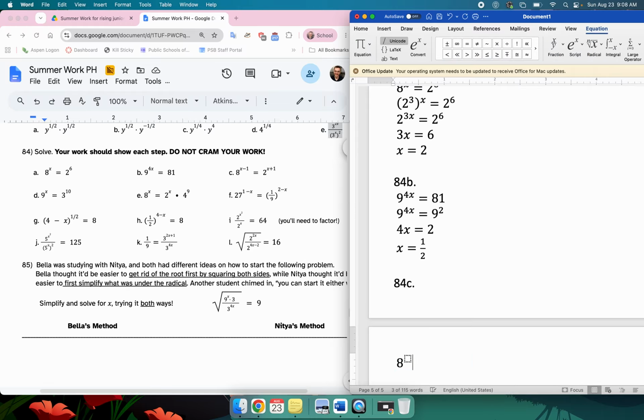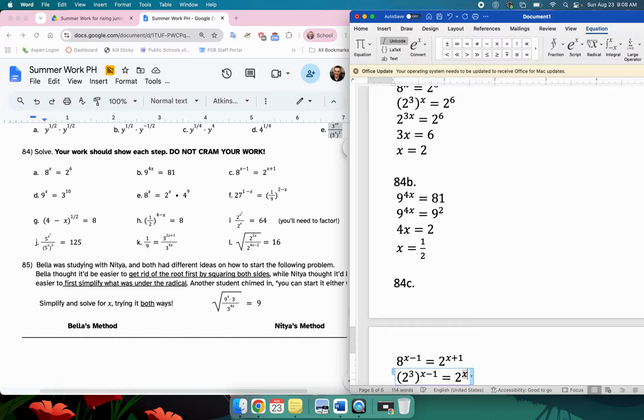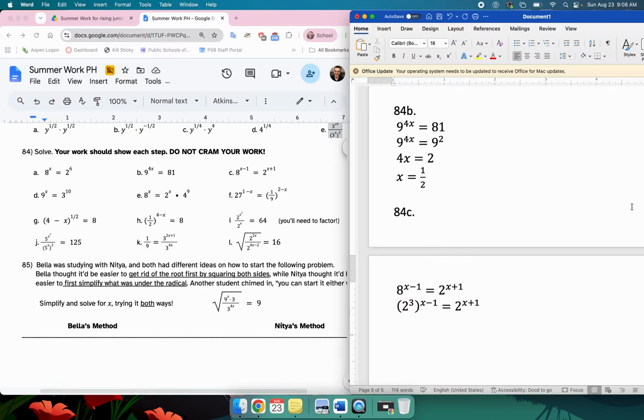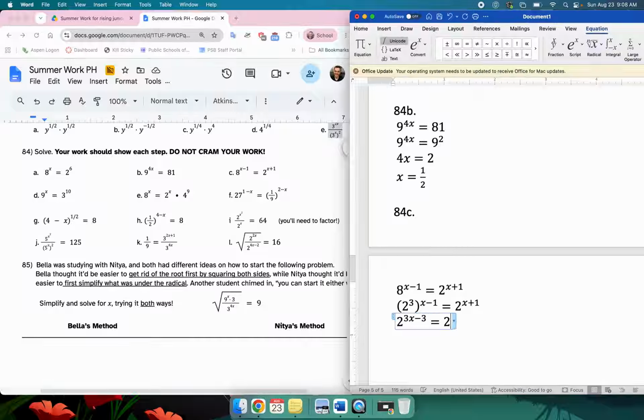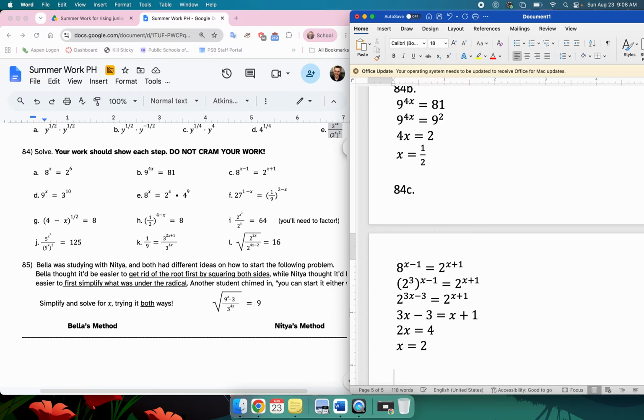84c, I've got 8 to the x minus 1 equals 2 to the x plus 1. Everything here is a power of 2. That's 2 to the 3rd to the power of x minus 1 equals 2 to the x plus 1. So if you multiply those two exponents, you get 3x minus 3 equals x plus 1. I've got the same bases, so now I can equate the exponents. If I subtract, 2x is equal to 4, so x is equal to 2.